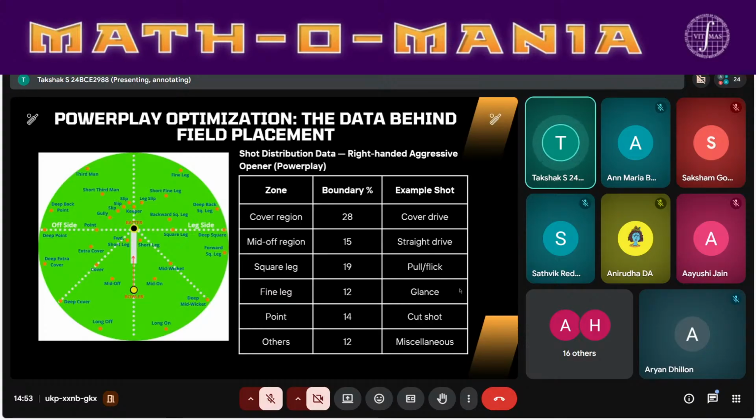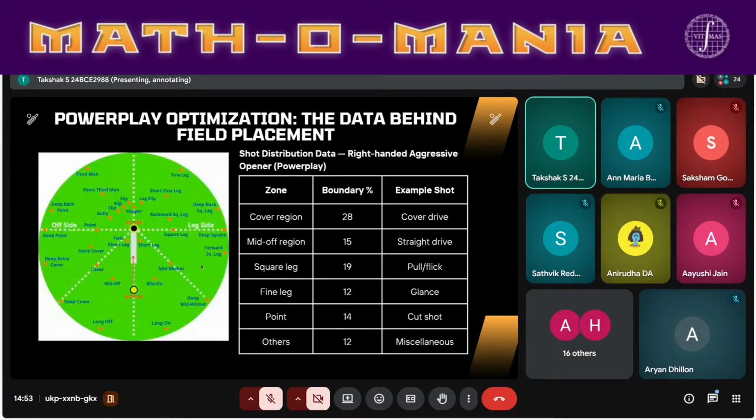Now let us run the actual numbers and see why this matters so much. If you are a data-driven captain and you place your two outside fielders at cover and square leg, now you are blocking 28 plus 19% of boundary probability. That is 47% of all boundary risk covered by just two fielders.